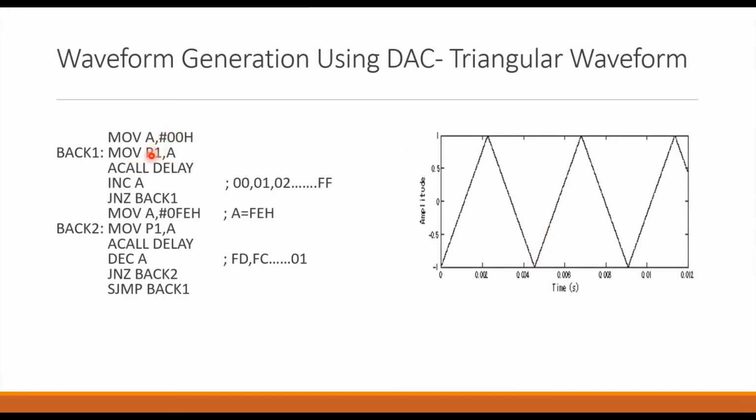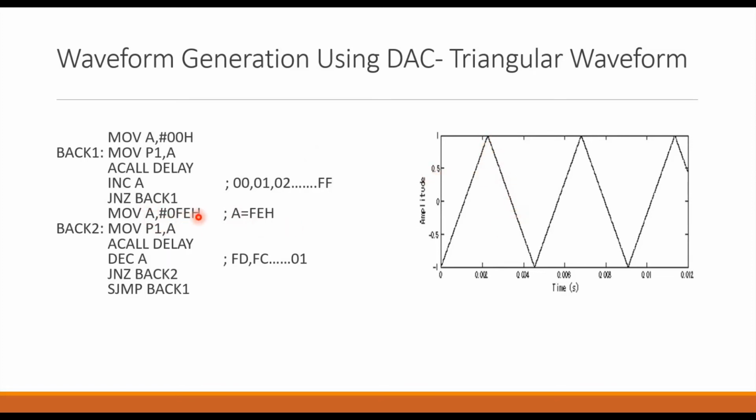First load a value into the accumulator, move it into port 1, call delay, and go on incrementing. When it reaches FF, it will move down to 00, so then we'll have a sawtooth waveform. We don't want that, we want a triangular waveform. So once it gets incremented from FF, the value will be 0. Immediately we replace that value with FE, the immediate next value after FF. So load your accumulator with the FE value and then start decrementing it.